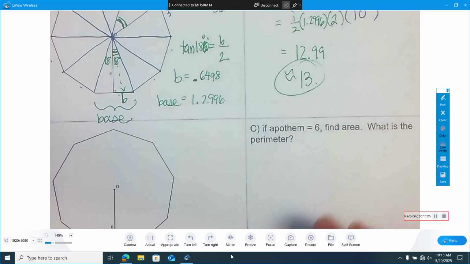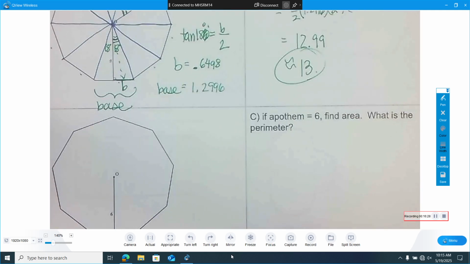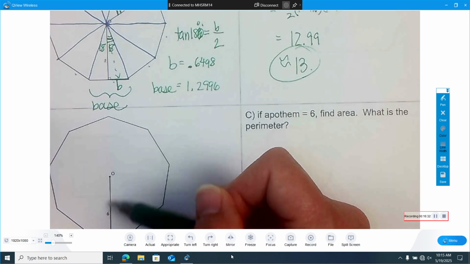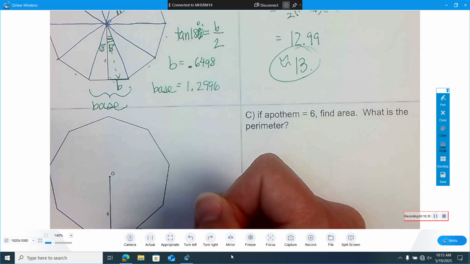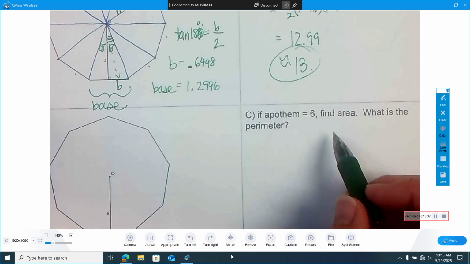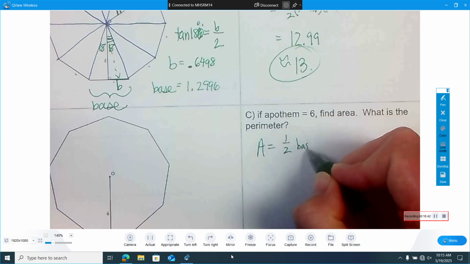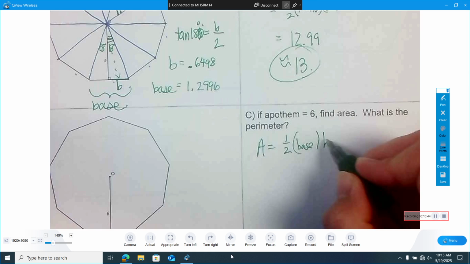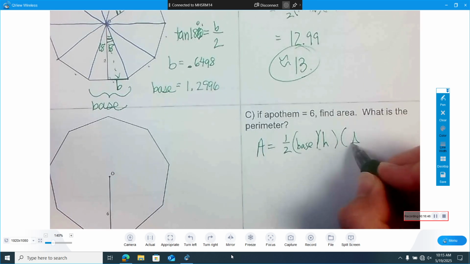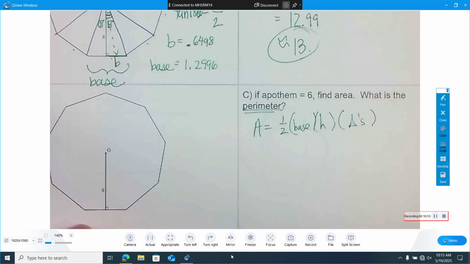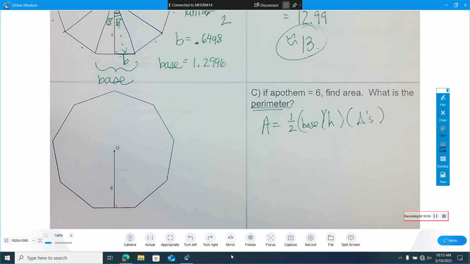All right, let's look here, number C. So again, this one says the apothem is 6. So again, that's from the center to the middle of the side. We have a height of 6. We want to find the area. So again, area is 1/2 base times height, and then times the number of triangles. Okay. We also have the follow-up question. What's the perimeter of this polygon? Which is easy to do once you know all this stuff.